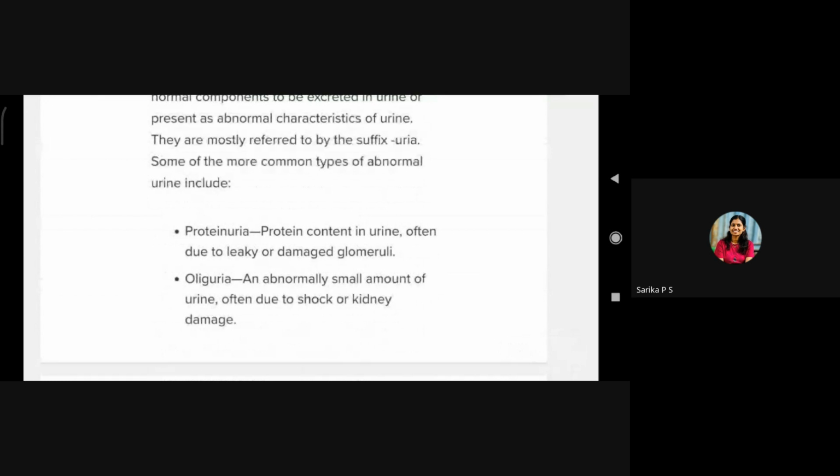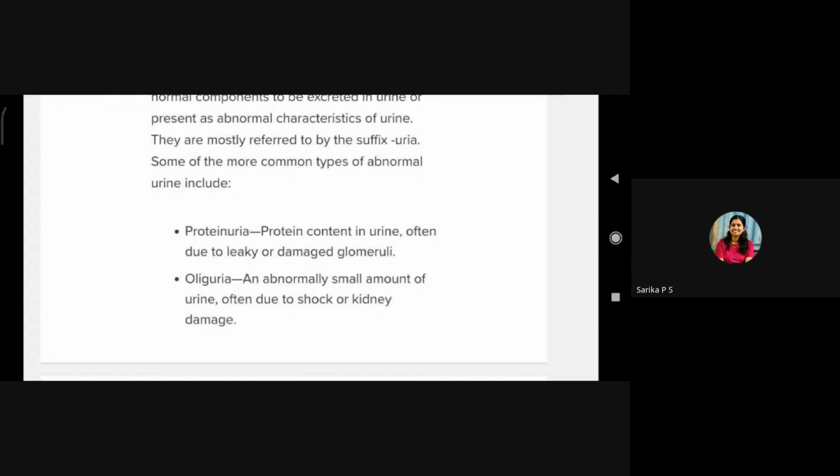So what are those conditions? First of all, proteinuria. You can understand by the name that it is protein content in urine, often due to leaky or damaged glomeruli. So when the glomerulus is a bit damaged or leaky, then proteins get passed through urine. When your urine contains more protein than its normal consistency, it is known as proteinuria.